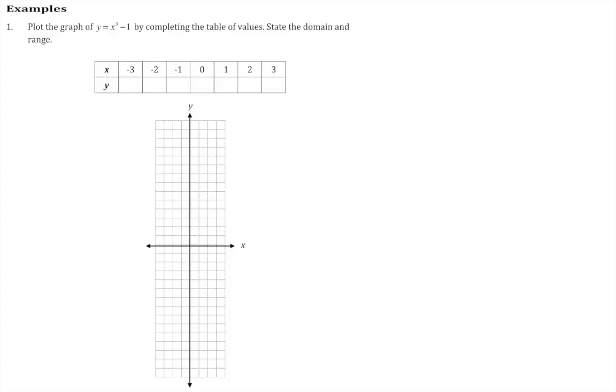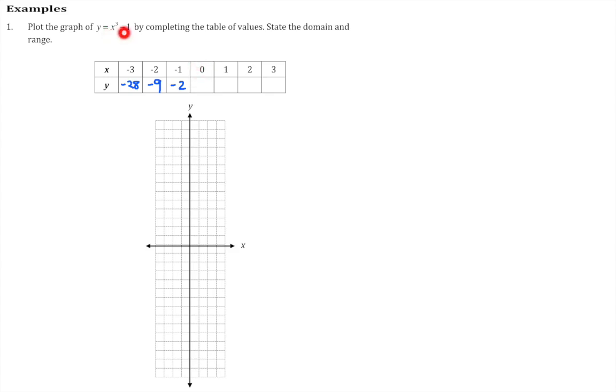So let's try drawing a graph first. y equals x cubed, take away 1. Now, if x is minus 3, minus 3 cubed is minus 27. Take away 1 gives minus 28. When I try the next x value, minus 2, minus 2 cubed is minus 8, and minus 8 minus 1 is minus 9. Then I try negative 1. Negative 1 cubed is negative 1. Take away 1, you get negative 2.